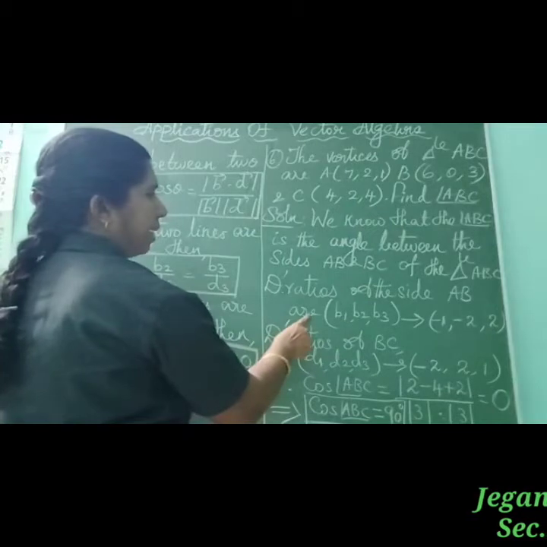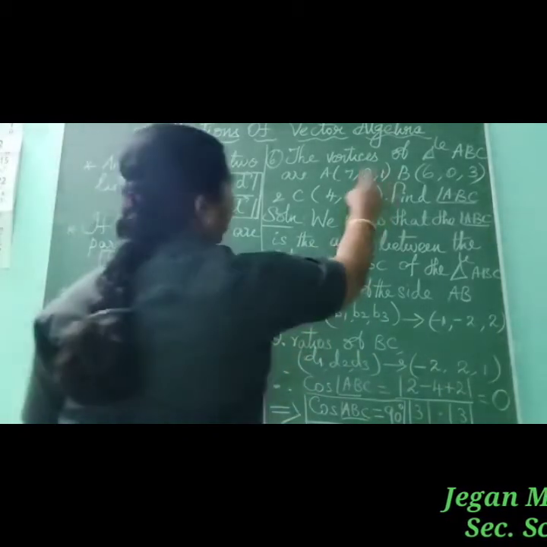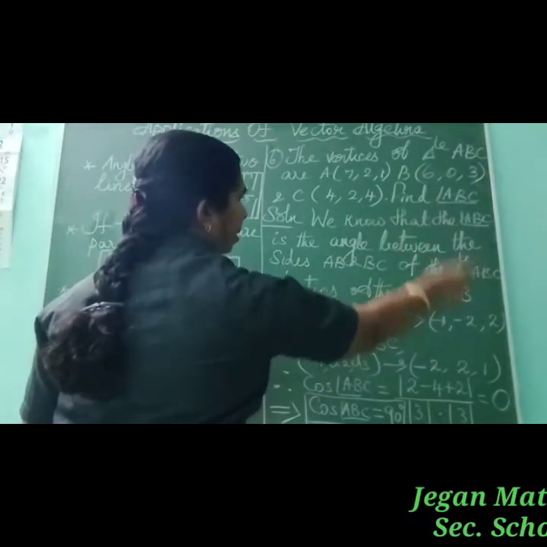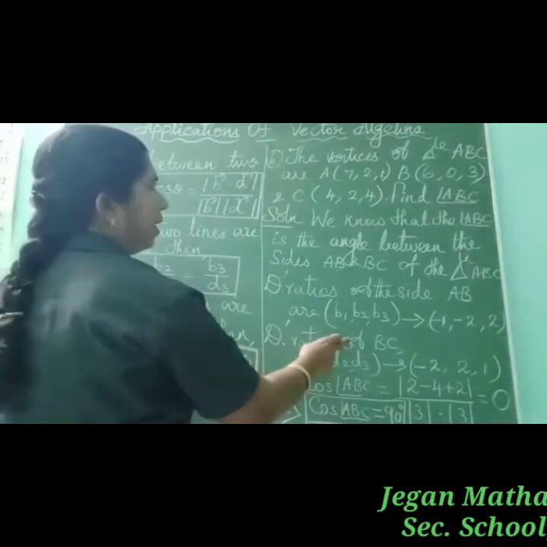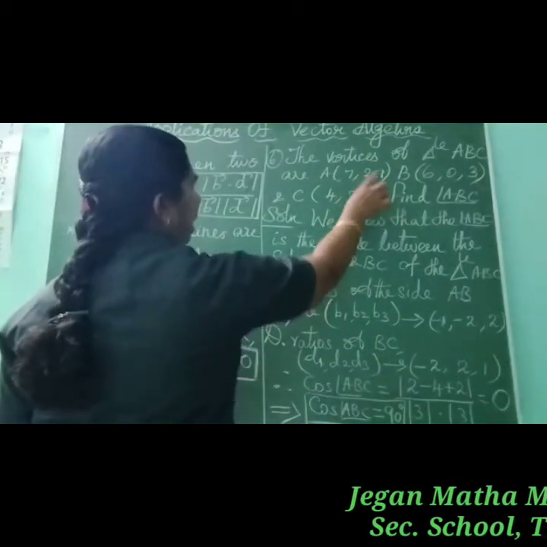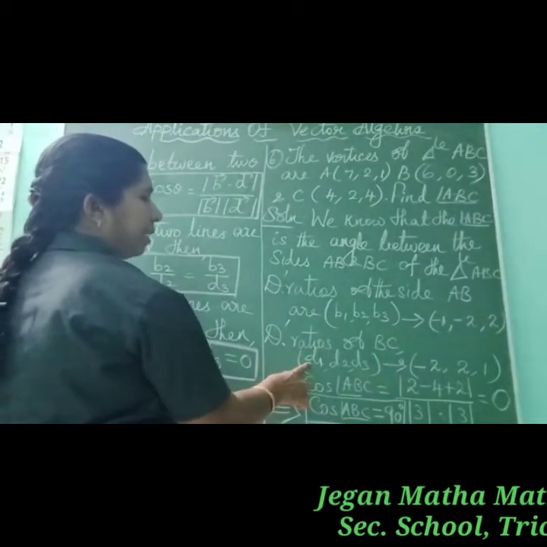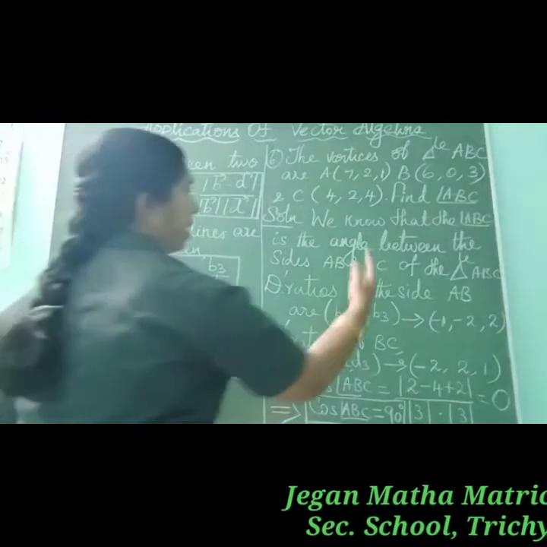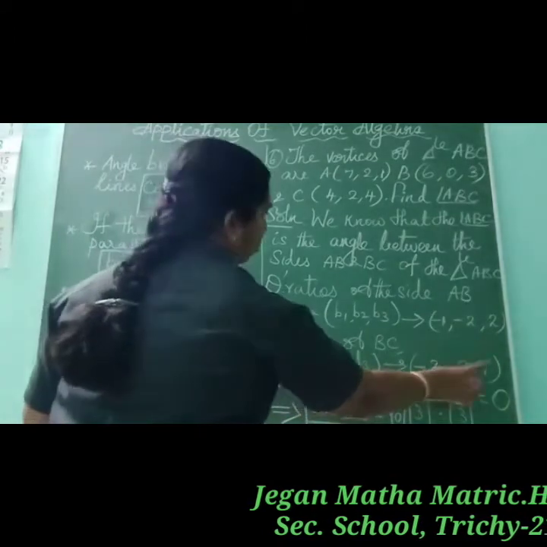Direction ratios of the side AB, b1, b2, b3, equal to 6 minus 7 is minus 1, 0 minus 2 is minus 2, 3 minus 1 is 2. Same way, the direction ratios of the other side BC. Here we have to consider the points B and C. The corresponding direction ratios are d1, d2, d3. When you subtract B from C, we will get minus 2, 2 and 1.